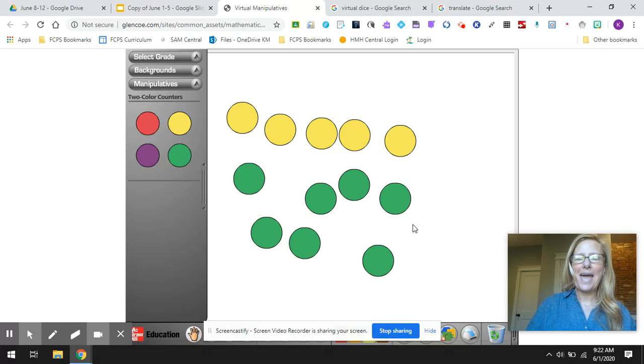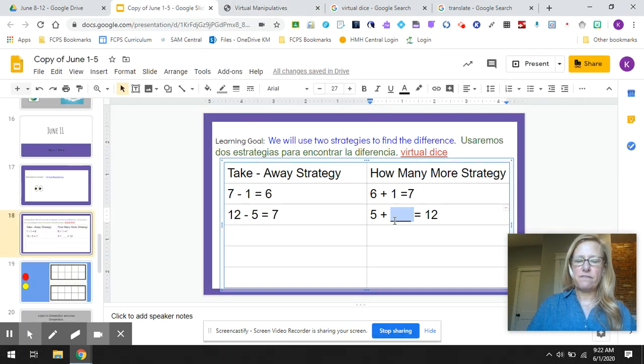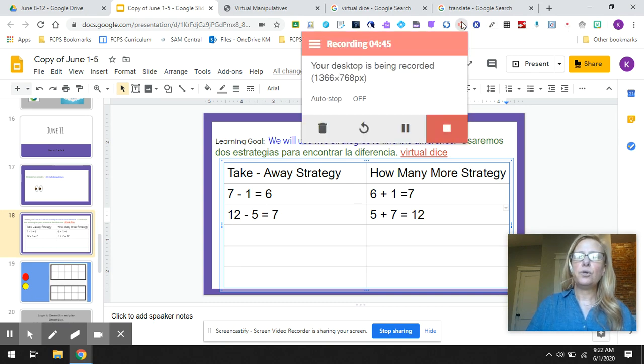How many more did I have to add to get to 12? 1, 2, 3, 4, 5, 6, 7. So 5 plus 7 equals 12. Notice we still have that related fact of 12 minus 5 equals 7, and also 5 plus 7 equals 12. So you're going to practice this on a couple of screens. I'm going to leave this top one up here to remind you on how to do it. Remember, you will use two strategies today to find the difference.